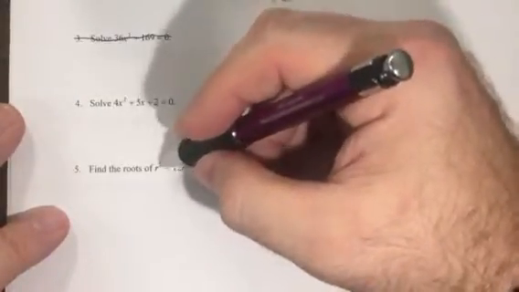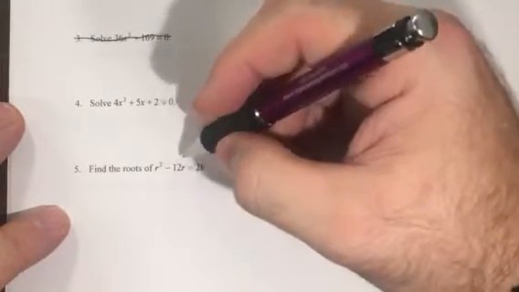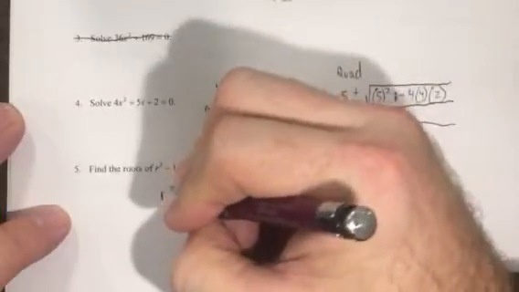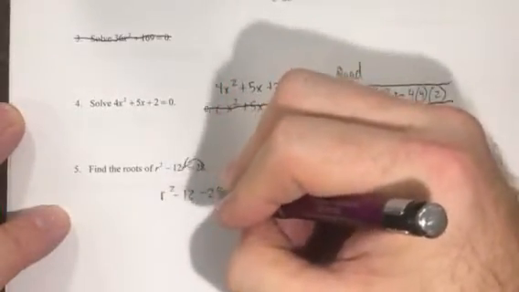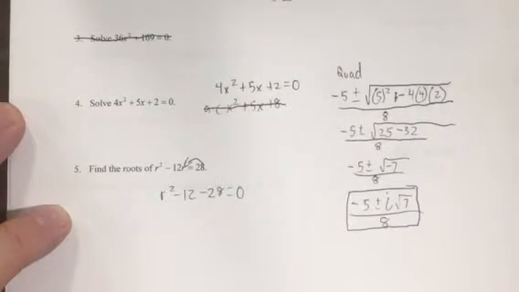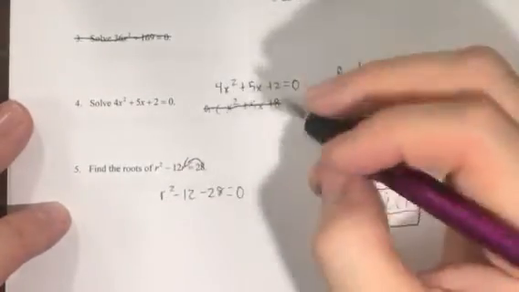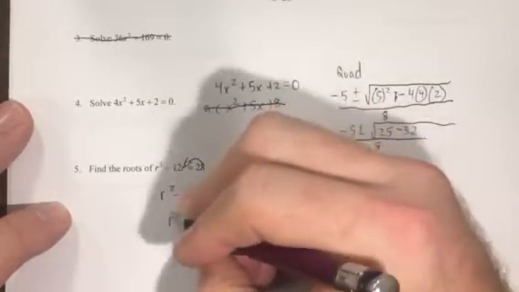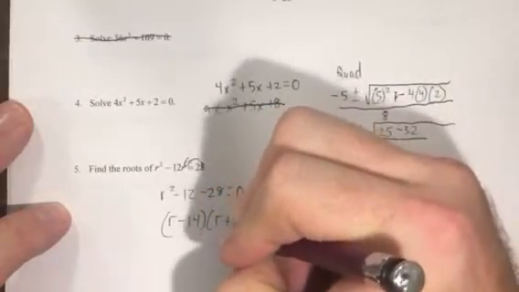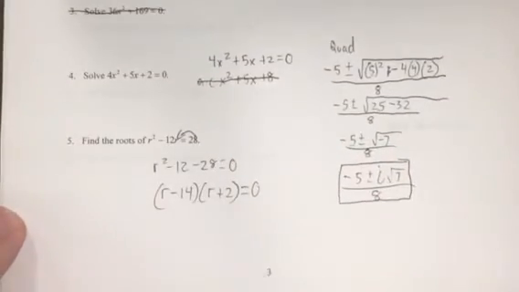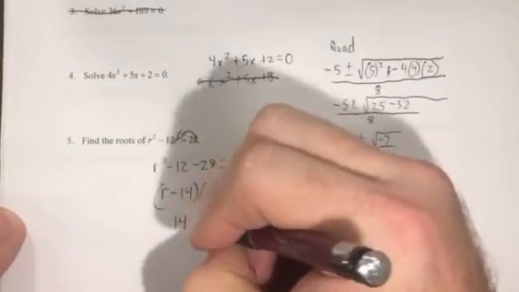What do I always need to set quadratics equal to? 0. So I'm going to move the 28. I have r squared minus 12r minus 28 equals 0. What are my factors? If I multiply, I get negative 28. If I combine, I get negative 12. Negative 14 and positive 2. So what are my solutions? These are my factors: 14 and negative 2.